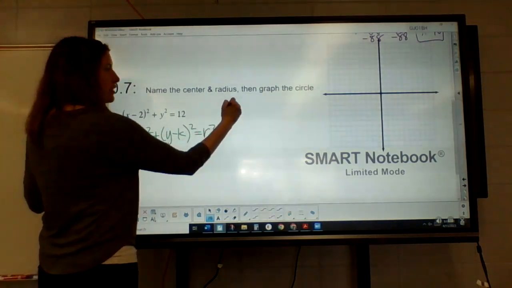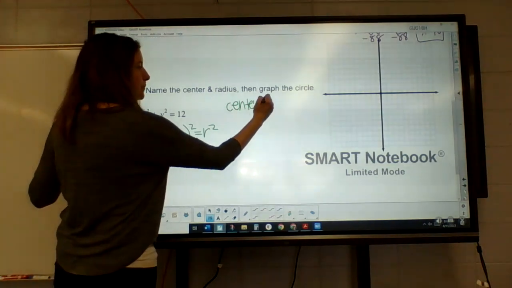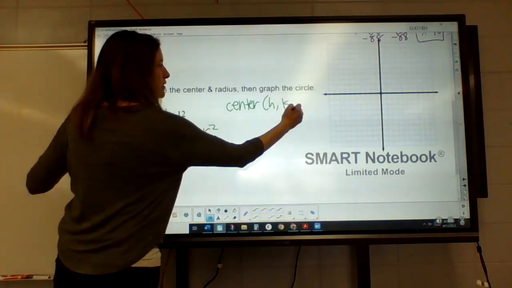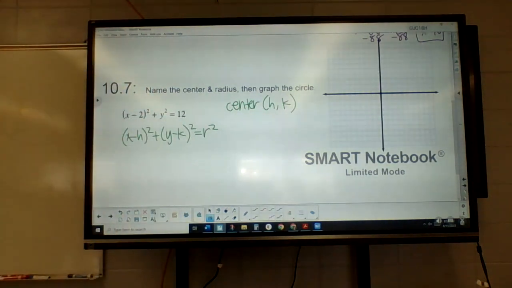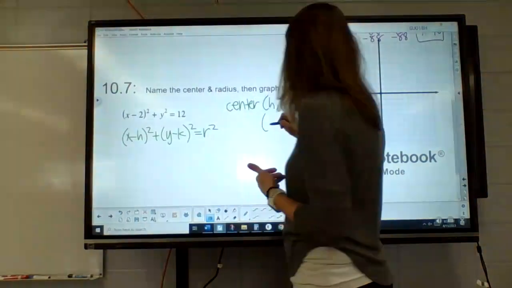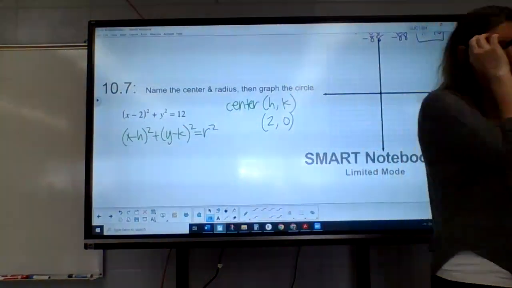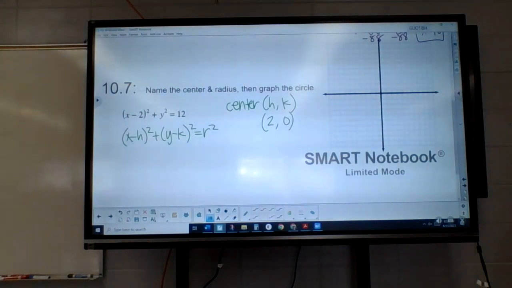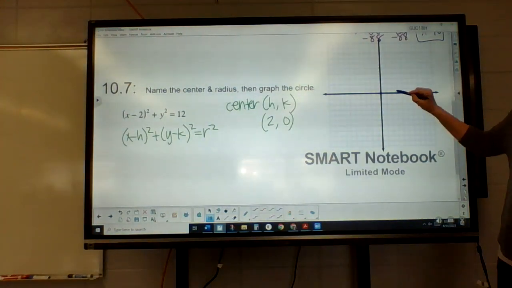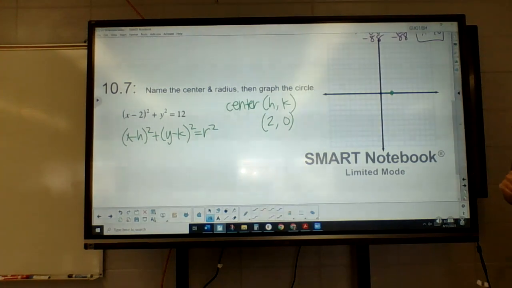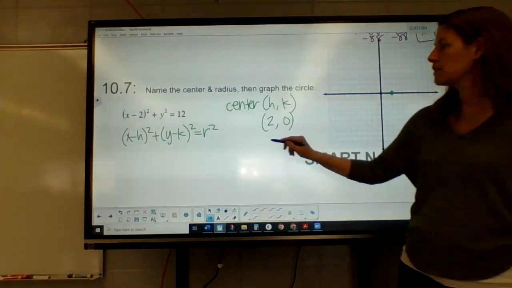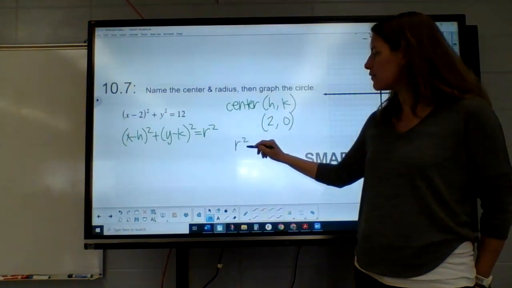Now remember, the center is h and k. So what's the center in this case? 2 and then 0. So remember, the h and k always look like they're the opposite of what it looks like. So 2, 0 is our center. So 2, 0 would be over here. And then our radius, r squared is 12.